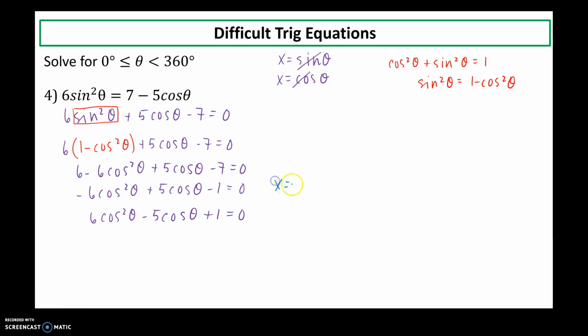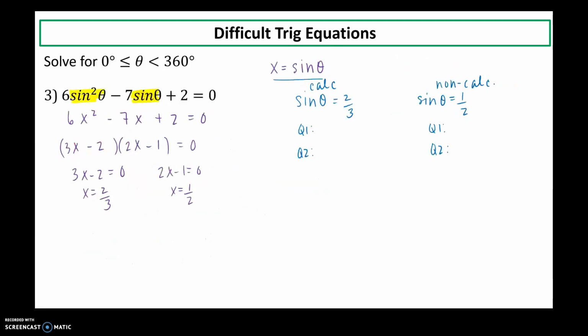So now I can make the substitution and say that x is going to be equal to the cosine of theta. So I get 6x squared minus 5x plus 1 is equal to 0. Now again, I'll let you verify that these are correct. So 3x minus 1, 2x minus 1 would be equal to 0. So my two values for x are 1/3 and 1/2.